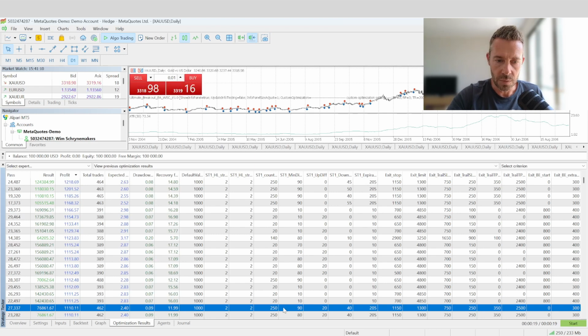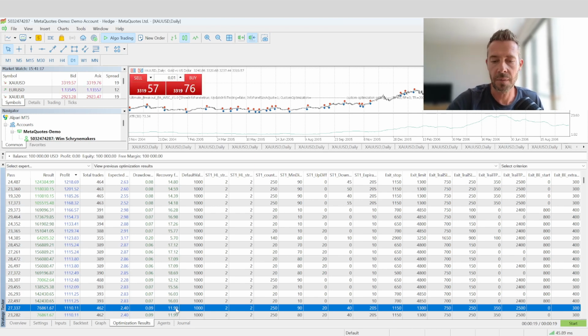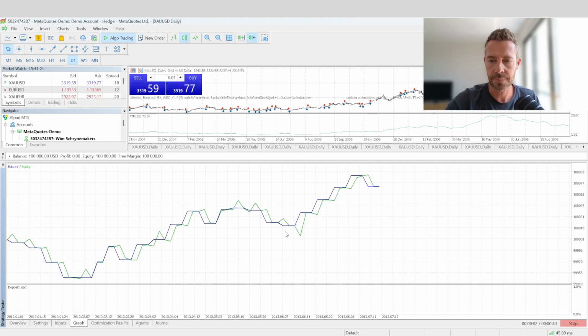And I'm going to use this one. So that's a nice number of trades. Recovery factor is a little bit lower than the other two that we did, but 10, 11 is still quite a high number. So let's just run and see what it gives.